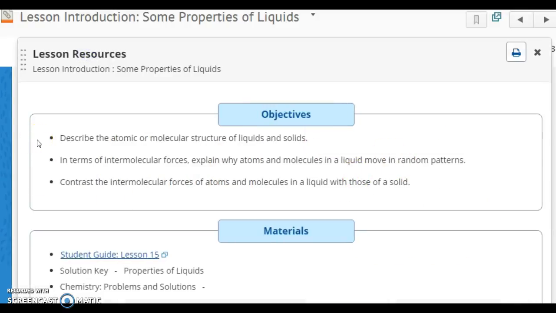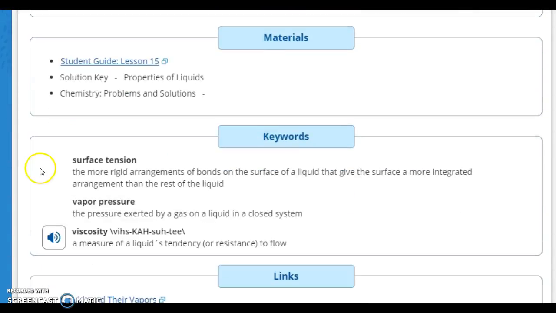Objectives: describe the atomic or molecular structure of liquids and solids in terms of intermolecular forces, so the forces between the different molecules. Explain why atoms and molecules in a liquid move in random patterns. Contrast the intermolecular forces of atoms and molecules in a liquid with those of a solid. Make sure you hit pause and write down the keywords.